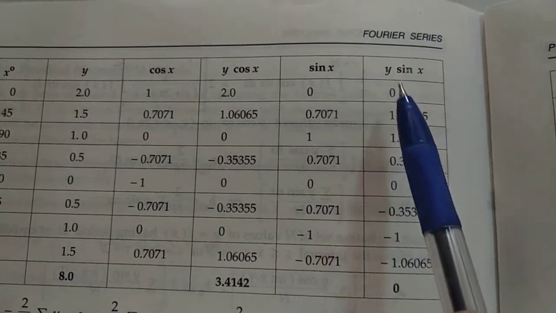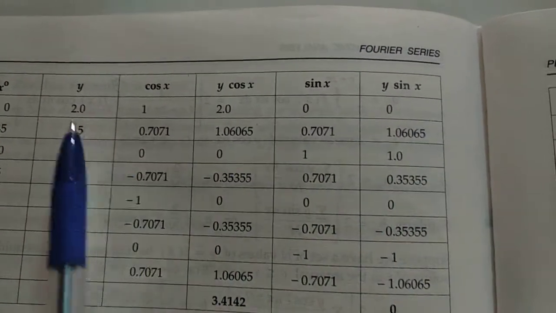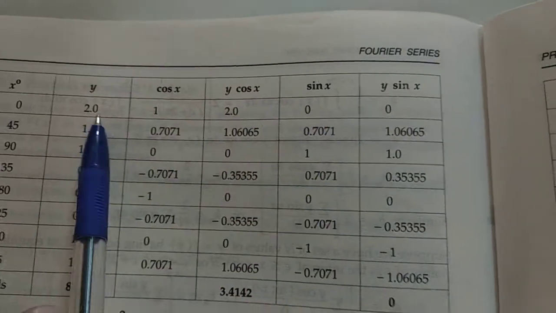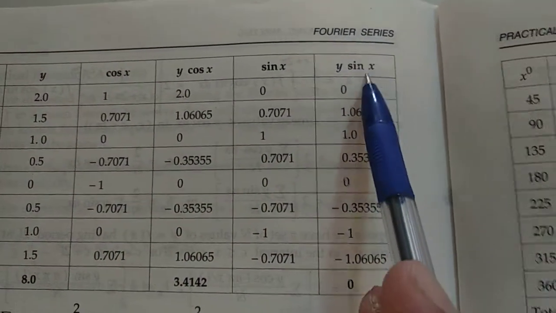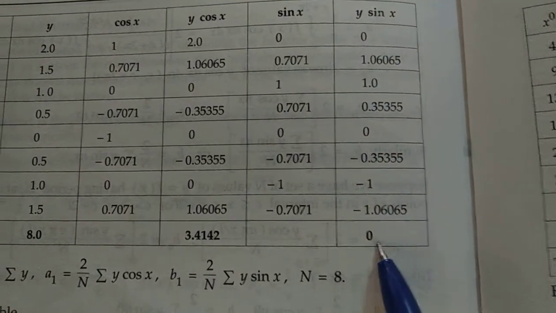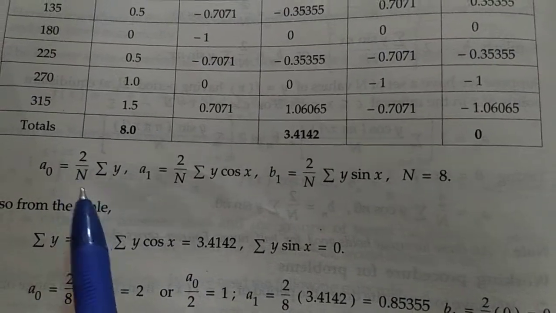So next you have to multiply y into the sin x column. So y into sin x. Here y is 2, sin x is 0, so 2 into 0 is 0. Then 1.5 into this one, you have to multiply. Then you have to add all these values. What do you get? 0. So now, what is the formula for a naught? 2 by n summation of y.